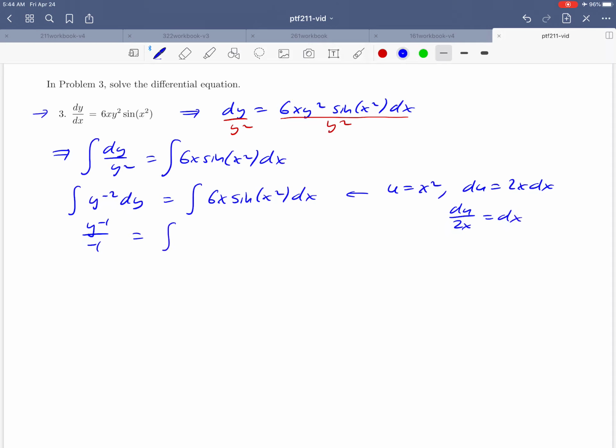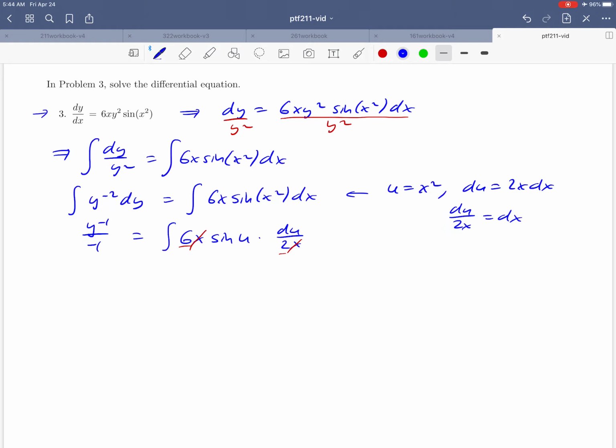All right, so filling in the pieces, we're going to get a 6x times sine of u, and dx we can see from our work is du over 2x. There's a little bit of cancellation that happens. So those x's are going to go away, and then we've got a 6 over a 2, which is really a 3.